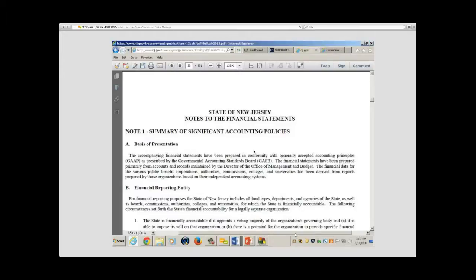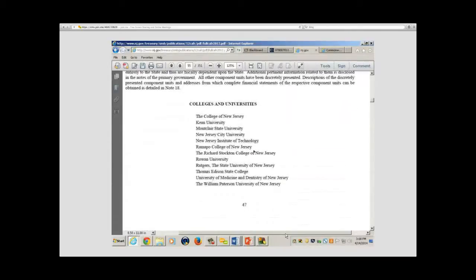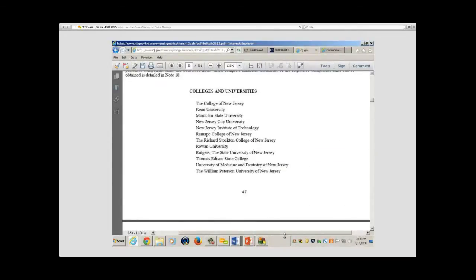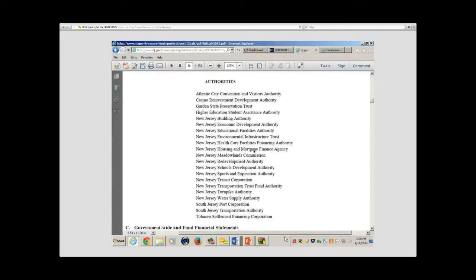We know it's state of New Jersey, but is it state of New Jersey plus all authorities, plus all municipalities, plus all counties? What does it represent? So for readers of financial statements, it's very important for them to know what the financial statements represent the activity of. In this case, it represents the activity of the state, and it represents the activities of the following colleges and universities. Notice they are all state institutions. These are the authorities of the state that are represented within the New Jersey CAFR.